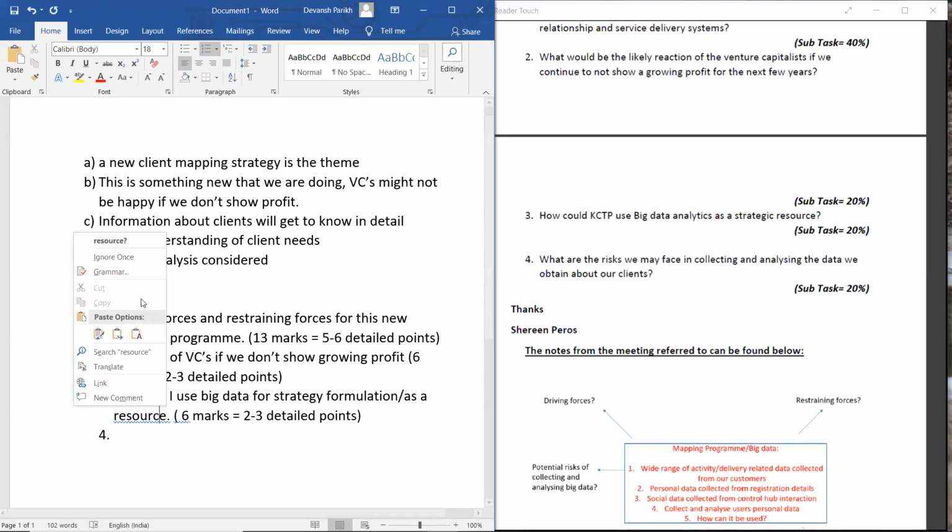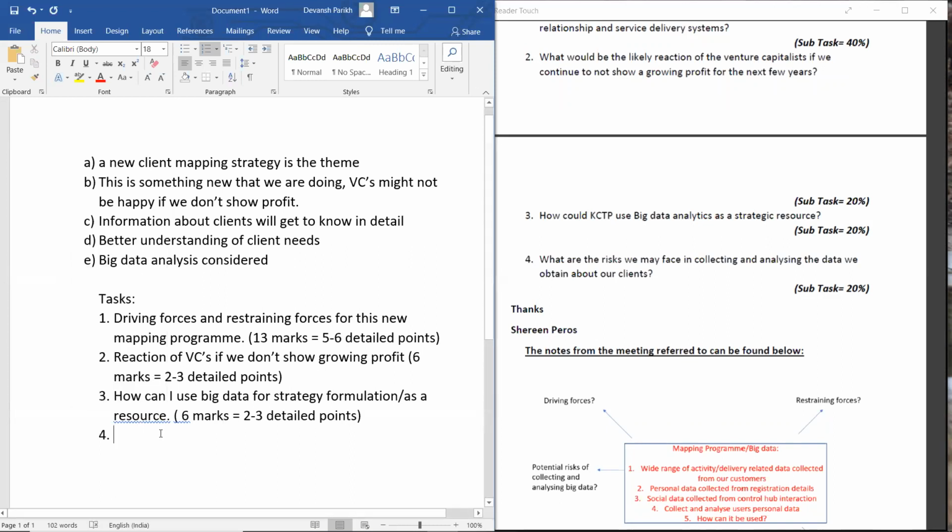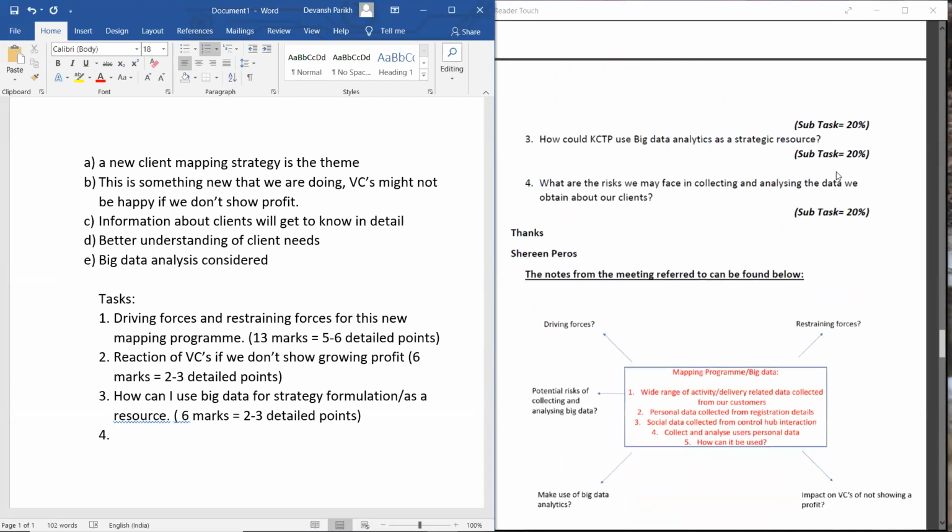After that, what are the risks we may face in collecting and analyzing the data we obtain about our clients? So risks in collecting and analyzing data. Again, this is 20% of the marks. So 6 marks is equal to 2 to 3 detailed points. So my job is done here.